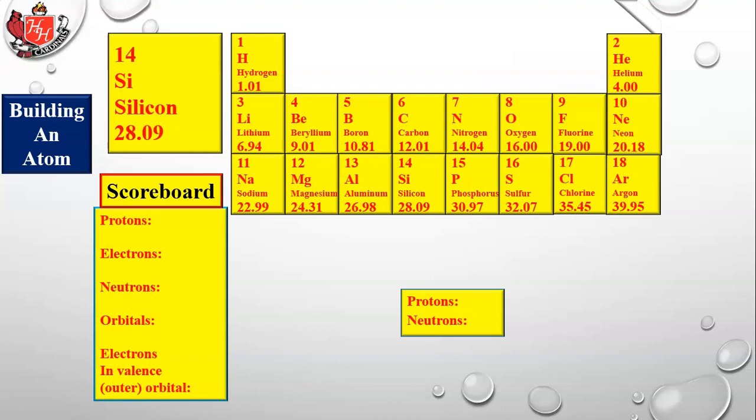Okay, the scoreboard is just a way to keep track of what we're learning, what we find out. So protons, electrons, neutrons, how many of those, in other words, how many orbitals, and how many electrons in the valence outer orbital. Okay, so let's go ahead and do this. And I recommend you write this out as you do this just to get the practice, and then I'm going to have you do a few on your own in the lesson.